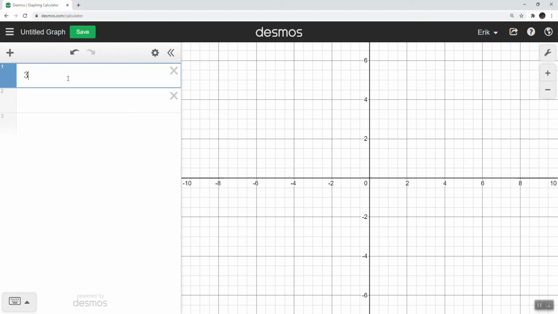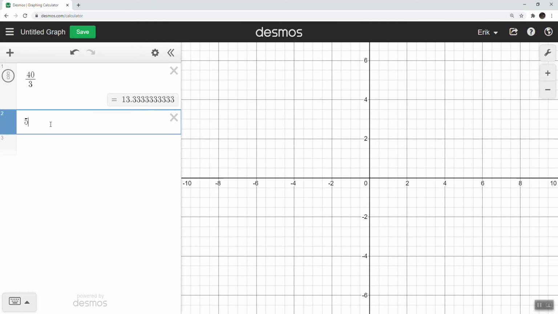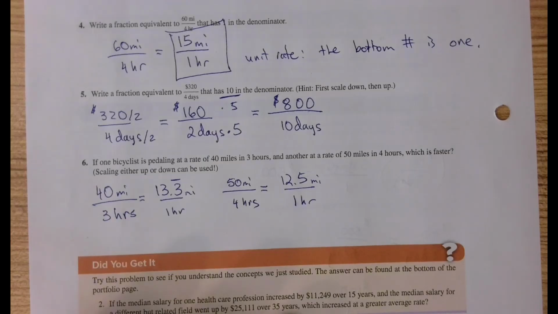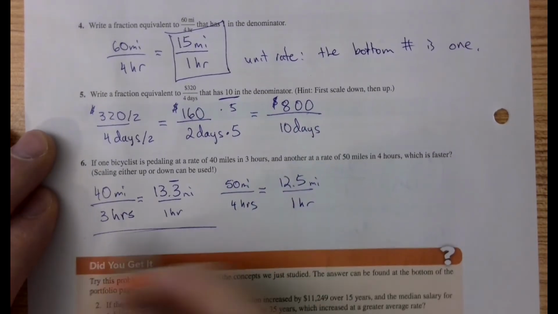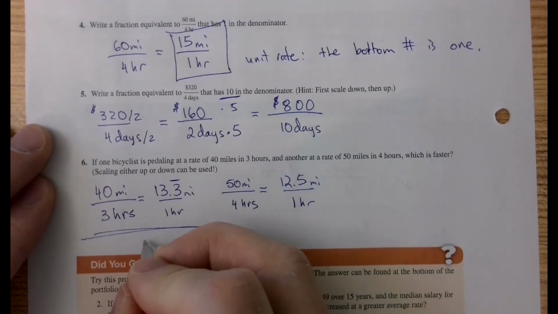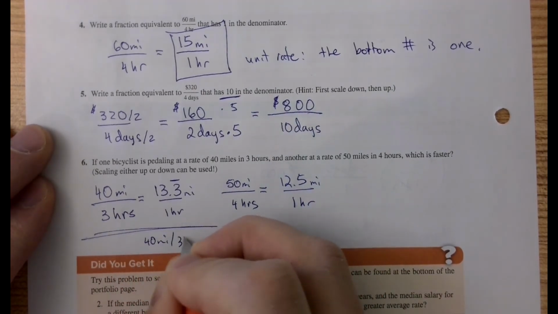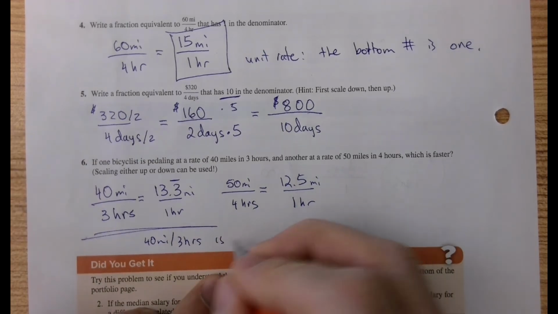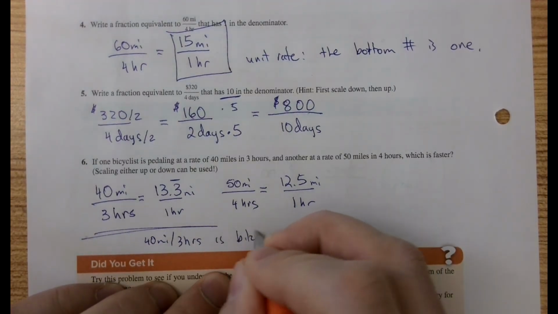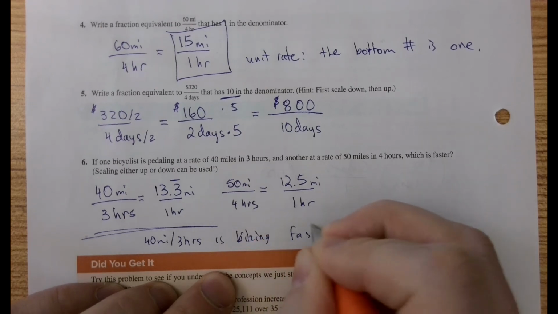So 40 divided by 3, that's 13.333 repeating. So I'll write that as 13.3 repeating. And then 50 divided by 4, that's 12.5. Let's make sure we get our miles on there. And you can see that the first person is the fastest. So 40 miles per 3 hours is biking faster. How does that sound?